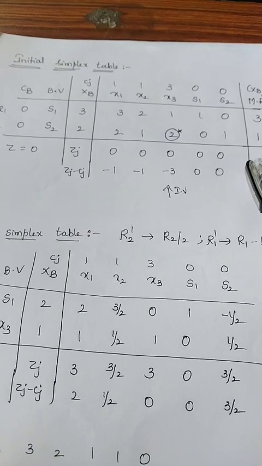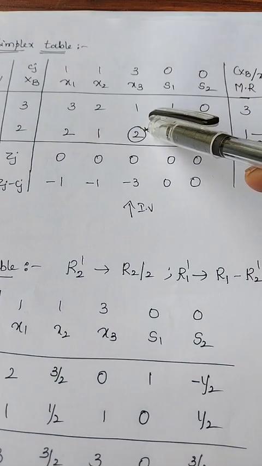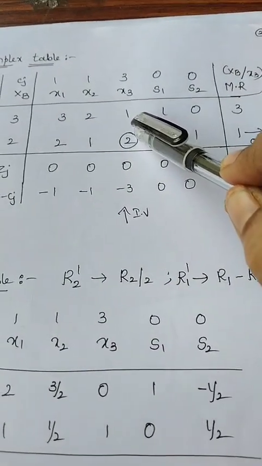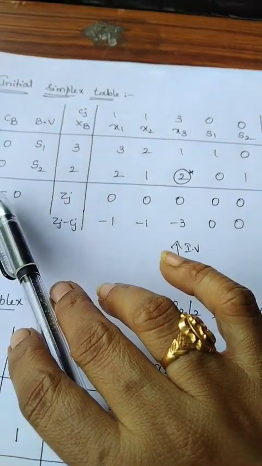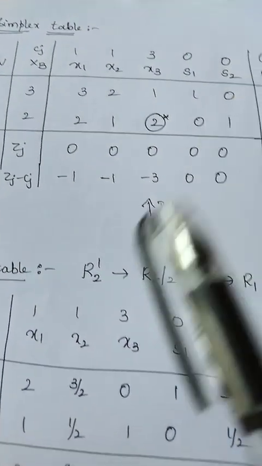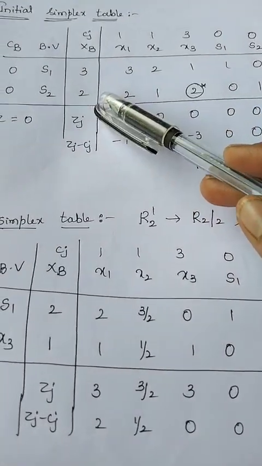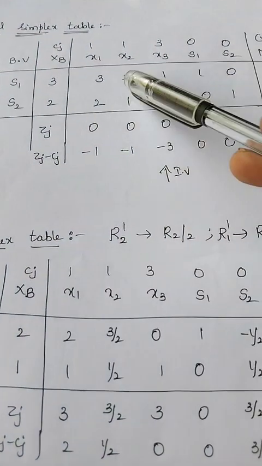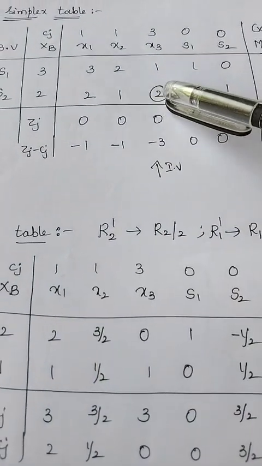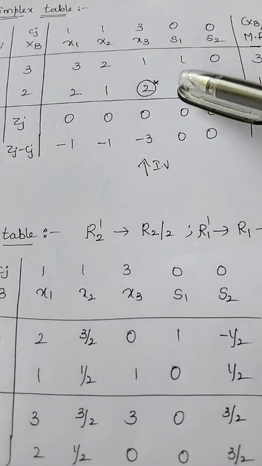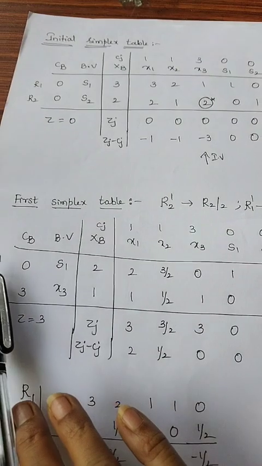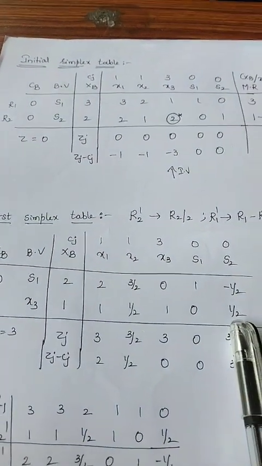See, in the key element, you have 2. How can you make it as 1? By dividing the whole row by 2. So here 2 by 2, 1. 2 by 2, 1. 1 by 2, 1 by 2. 2 by 2, 1. 0 by 2, 0. And 1 by 2, 1 by 2. That's why you got a new row for the first simplex table.